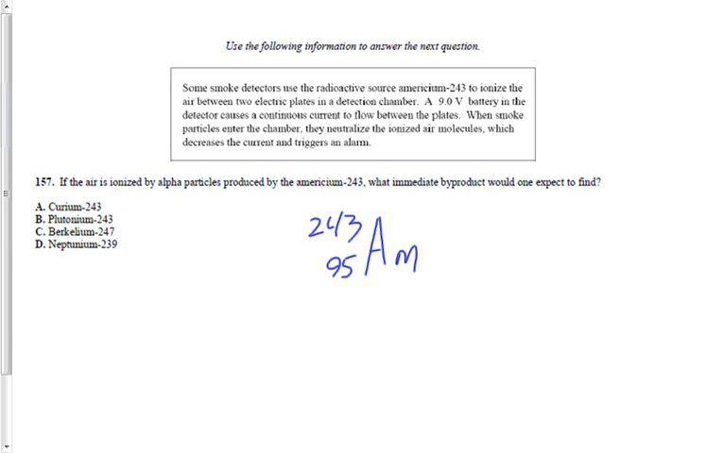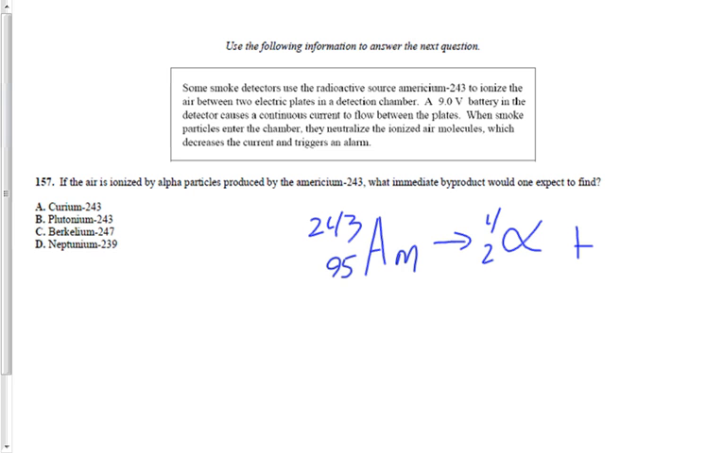It says, if the air is ionized by alpha particles produced by americium-243, what byproduct would you expect to find here? So we've got these alpha particles that are produced by americium-243. The alpha particles are going to appear on the right-hand side as a product because they're produced by this decay of americium-243. What else we got?